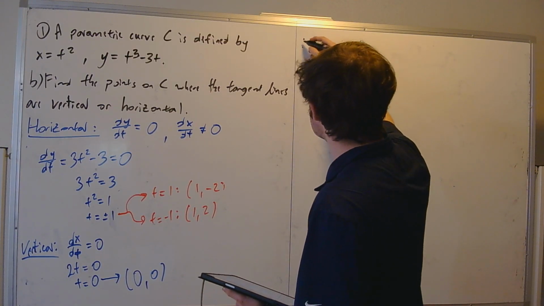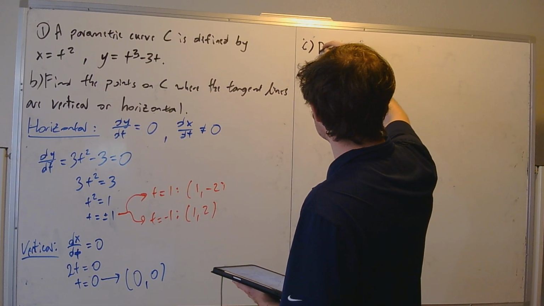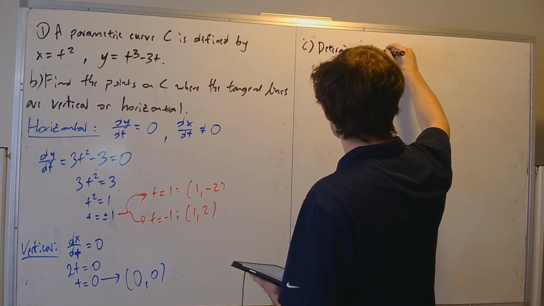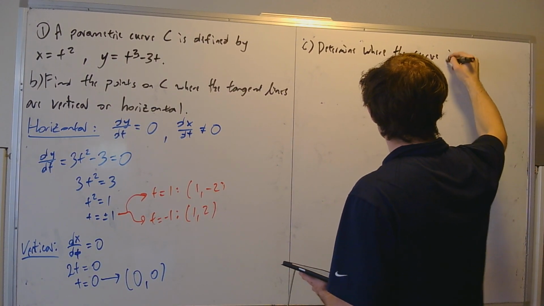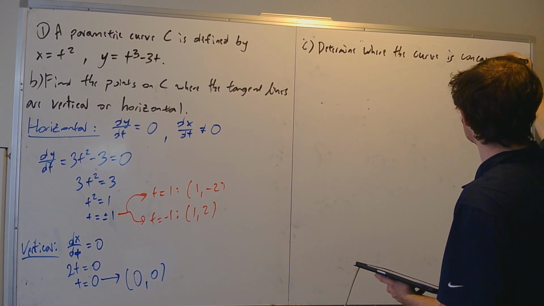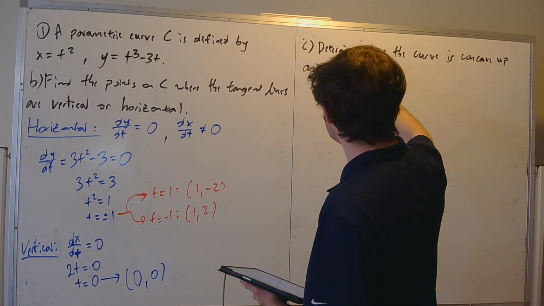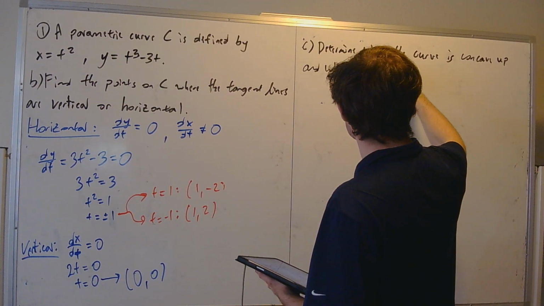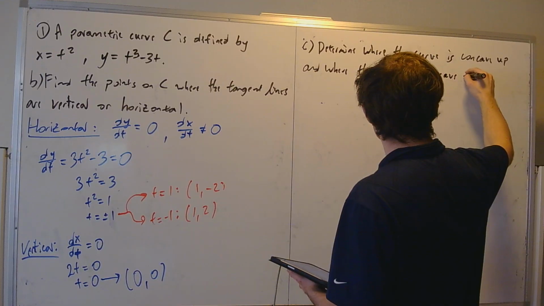Now, part C, the last piece of information that we're going to figure out about this curve is determine where the curve is concave up and where the curve is concave down.